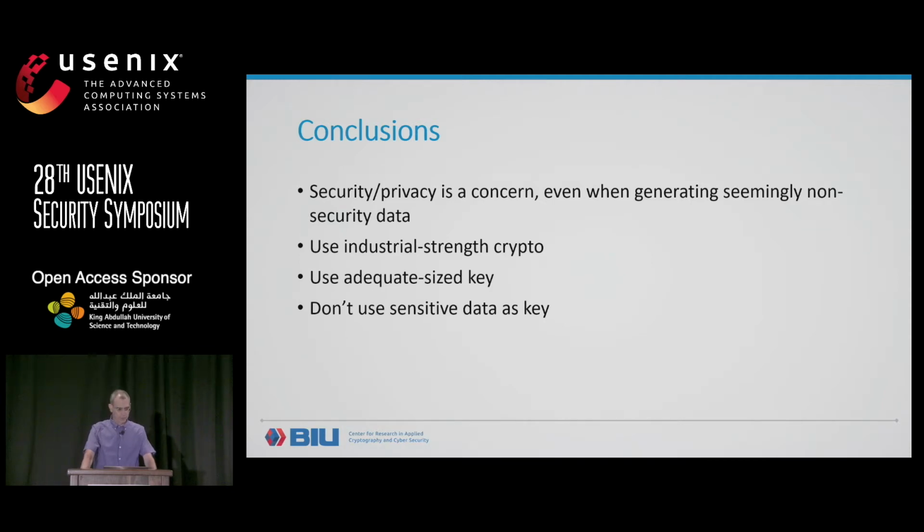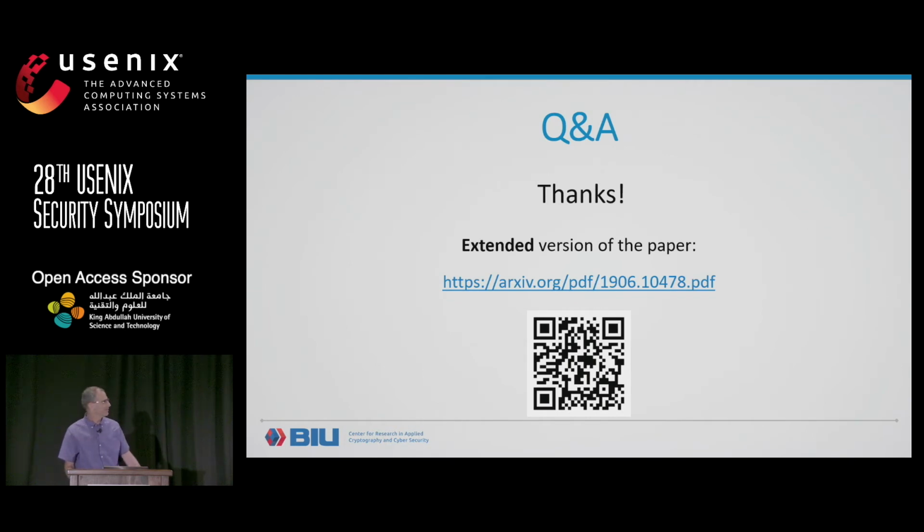The conclusions we have from this research are that security and privacy are a concern even when generating seemingly non-security data such as this God-forsaken IP header. We recommend, of course, using industrial strength crypto as opposed to linear functions. We recommend using an adequately sized key rather than 32 bits. And of course, we recommend not using sensitive data such as kernel addresses as part of your key. And that's it. Thank you very much.